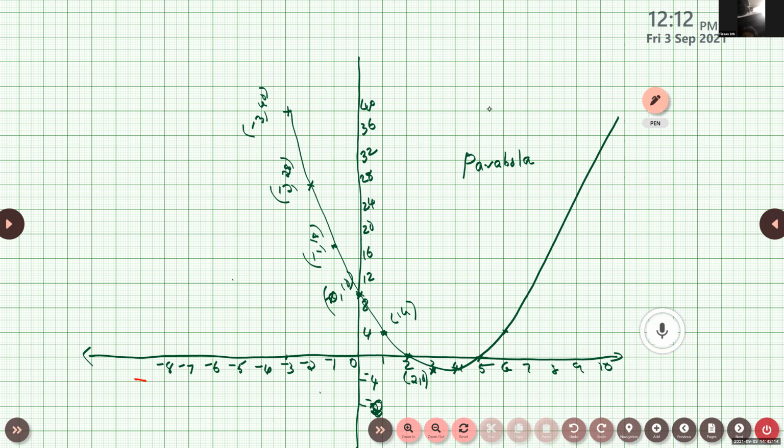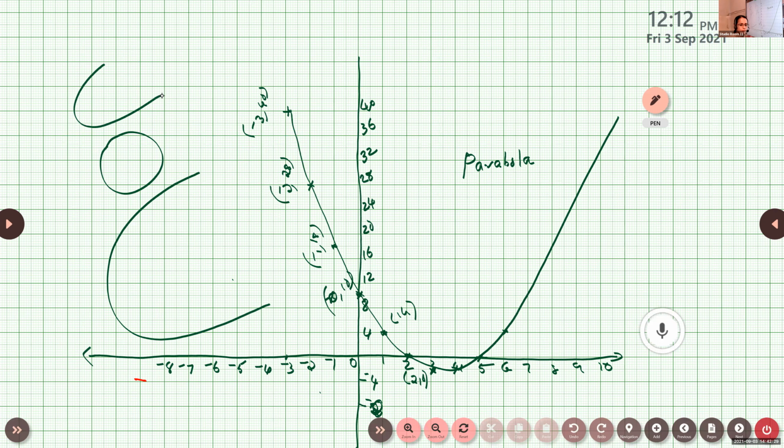What is a parabola? I forgot about that. Parabola means this shape is known as a parabola, like a circle. What is a circle? This one. This is a parabola. It's a curve only, an open curve.